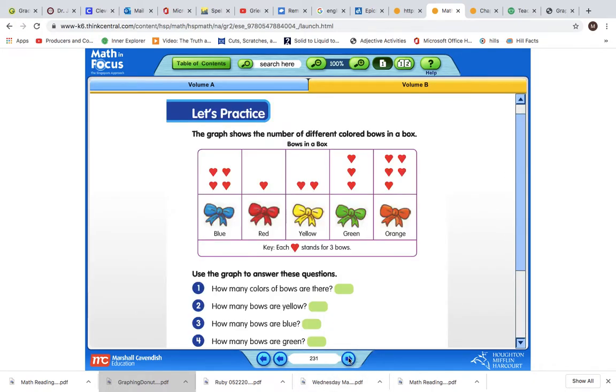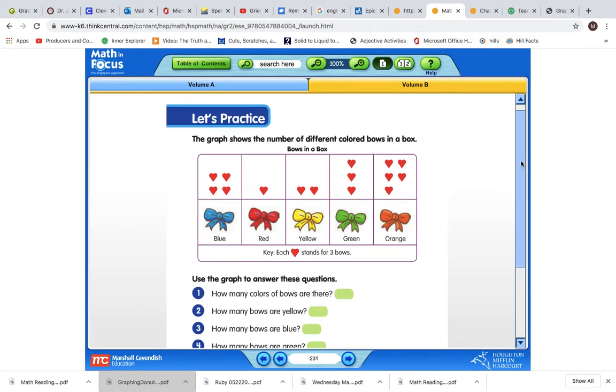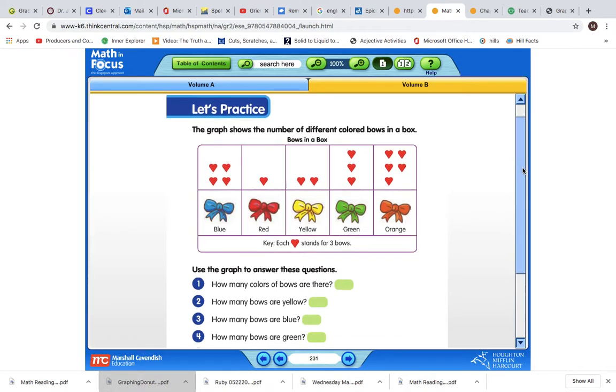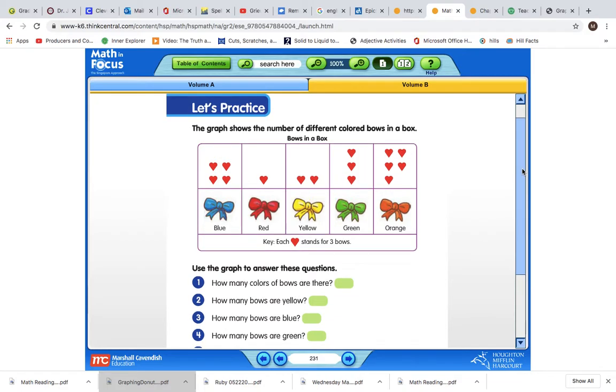There's more here. Let's see if we can do one more before I set you free for today to work. Oh, ribbons. I like ribbons. Okay, so this one says the graph shows the number of different colored bows in a box. The title is Bows in a Box. I go right to the key. Each symbol stands for 3 bows.